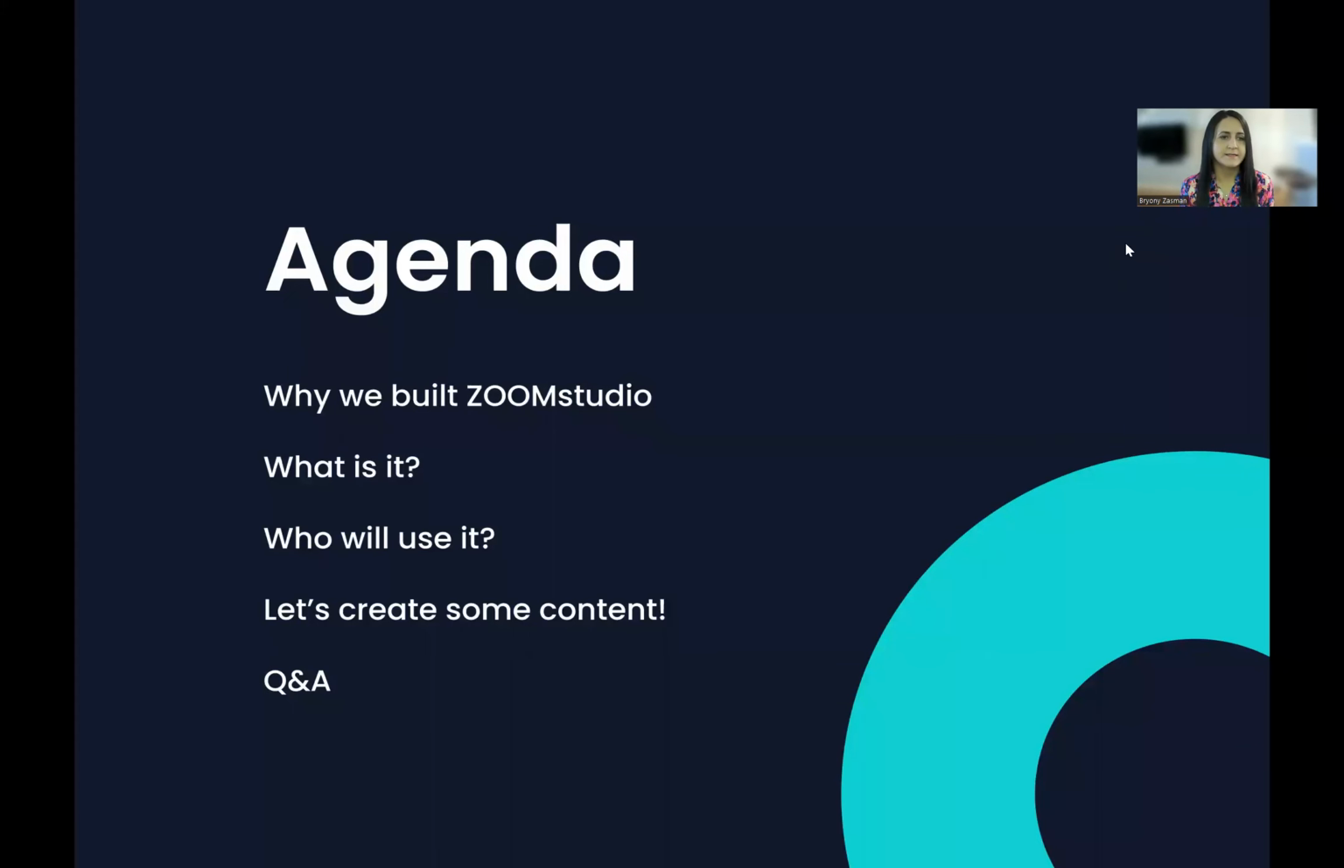So our agenda is starting with why we built ZOOMstudio. Then we'll look at what it is, who uses it, and then we're going to create some content. At that point, we'll talk about the asset library and show you how that works.